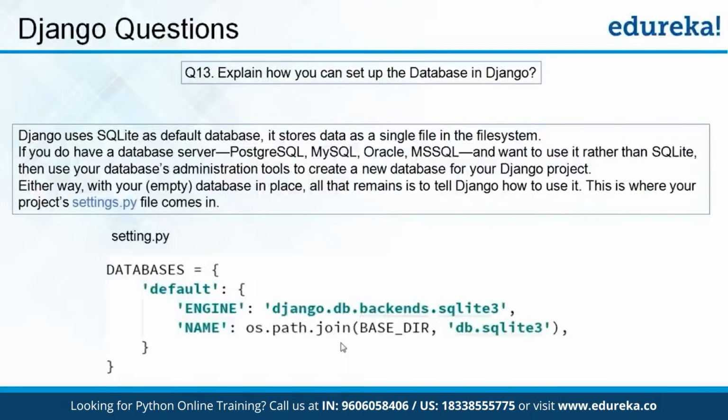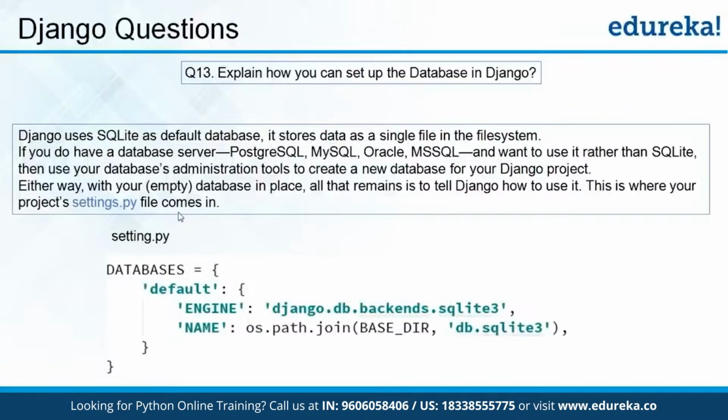So the default database, you typically have a SQLite. So you give the name of the engine, database DB backends, SQLite 3, because SQLite 3 is your particular database, and you direct it to a particular base directory name. So base dir has to be also mentioned over here, and db.sqlite3 is your actual database. Okay, it is going to be the name of your particular database.